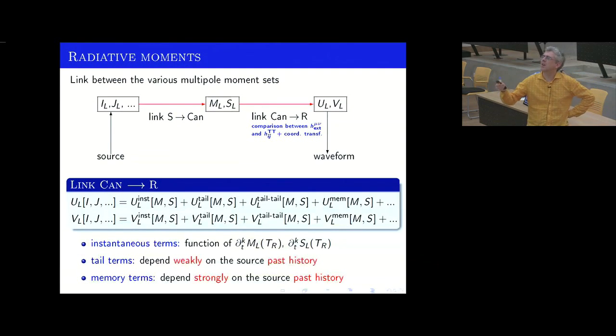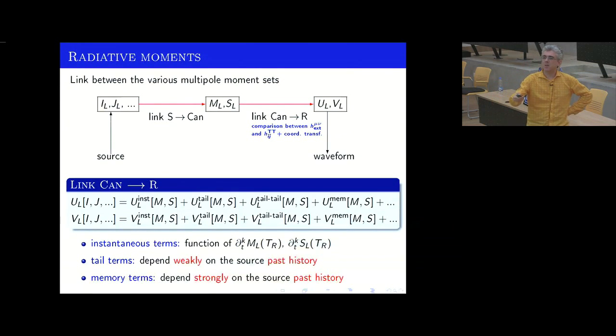It's useful to introduce also canonical moments. In fact, instead of expressing U_L, for instance, directly in terms of I_L, J_L, and so on, we will prefer to express them first in terms of M_L, S_L, and then M_L, S_L will be functionals of I_L, J_L, and so on.